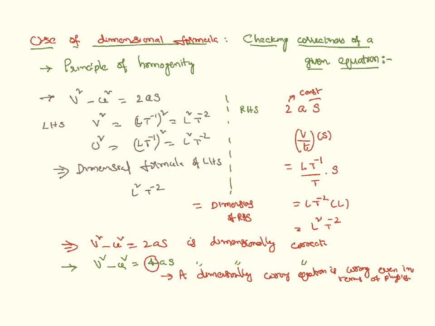That's one use of dimensional analysis, that we can check the dimensional correctness of a physical equation using dimensional analysis. And the principle behind it is simply the principle of homogeneity, which tells you that we can add or subtract only similar physical quantities, and the dimensions of the LHS of a given equation shall be the dimensions of the RHS.